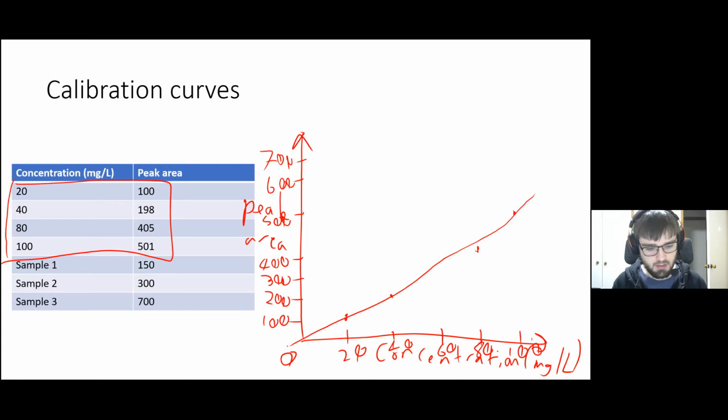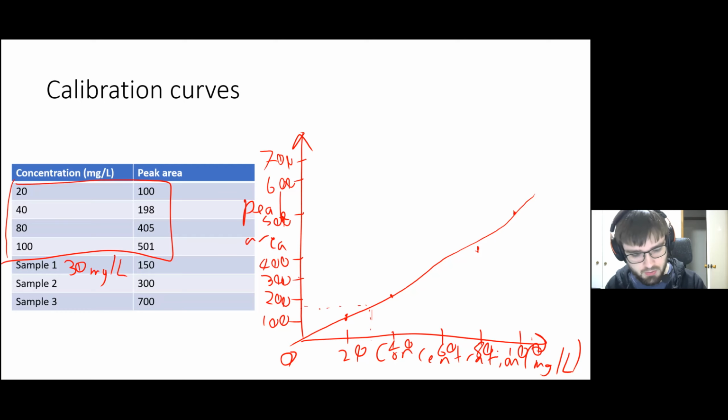But for this, I'm just going to have to draw my really dodgy line through the middle, and then we'll just base it off that line. So I've got 3 samples to show you a couple of different things here. We've got 150 as our first peak area. So we can go across and we can go down here, and we can say that this one's probably about 30 milligrams per liter.